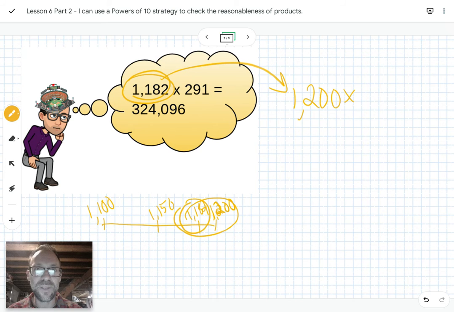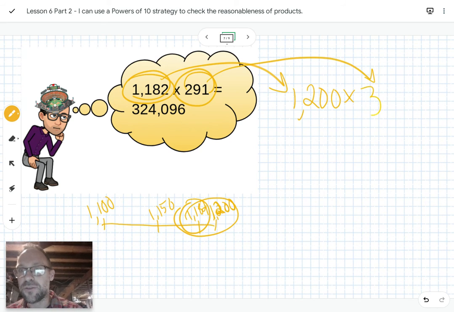Welcome back. Did you round 291 to 300? Well, I hope so. That is the closest power of 10 or multiple of a power of 10. All right. So now we're on to step 2. We have our rounded off factors. Step 2, we need to solve this extended multiplication fact. So go ahead and do that right now.